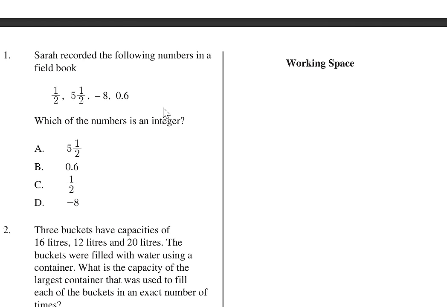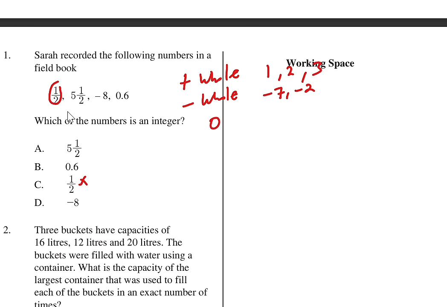From definition, we know that integers are positive whole numbers, negative whole numbers, and 0. So positive whole numbers, for example, 1, 2, 3, and so on. Negative whole numbers, so for example, -7, -2, any negative number, and 0. These are integers, and therefore from the options, a half is a fraction, not an integer.